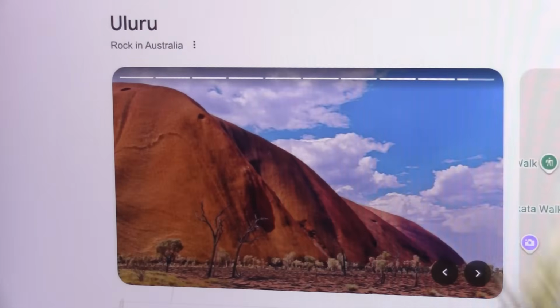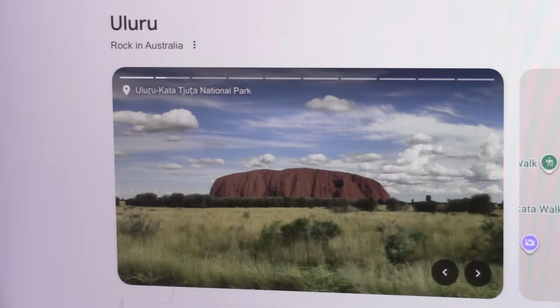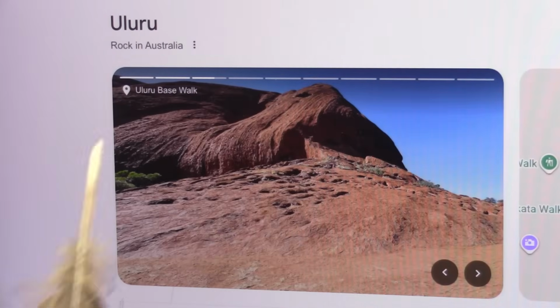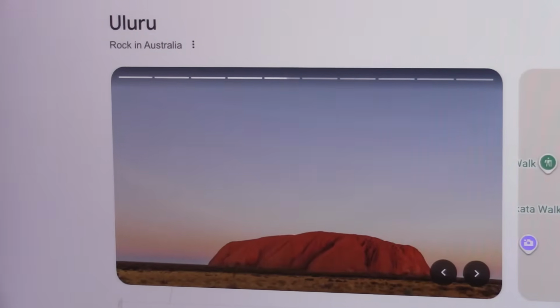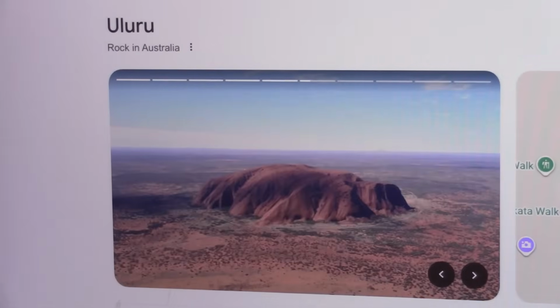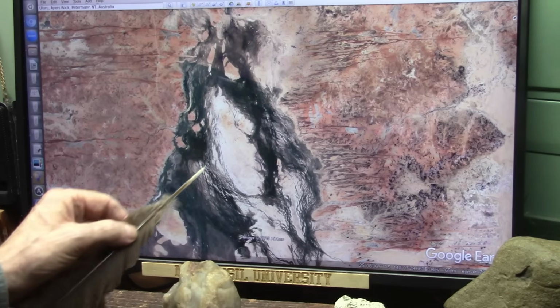Now, this is a monolith. It's a large sandstone monolith. Huge. Now, we're going to look at it from every aspect that we can look. And I think I know exactly what it is, and I would like to have your comments on what you think. Okay, no sense beating around the bush.